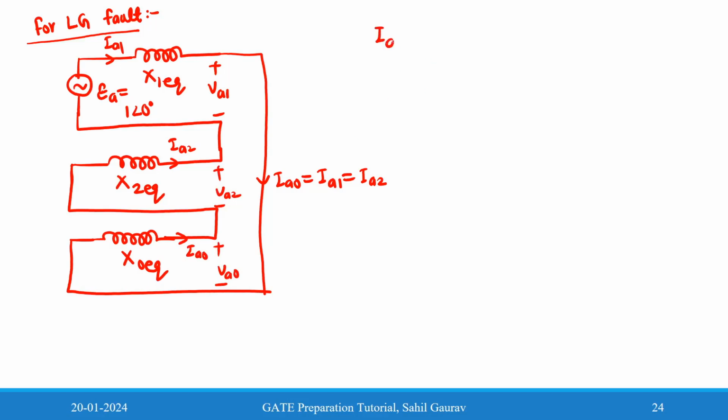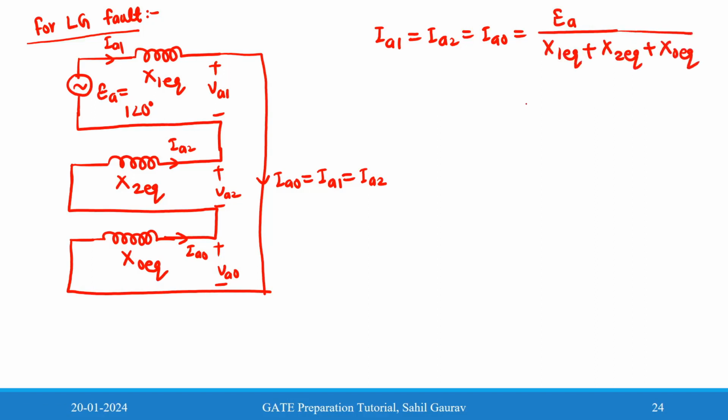So first finding the sequence component currents. So IA1, IA2 is equal to IA0 is equal to EA divided by X1 equivalent plus X2 equivalent plus X0 equivalent. So it is 1 at the angle of 0 degree divided by J 0.2 plus 0.49. So it will become as minus of J 1.1236 per unit.